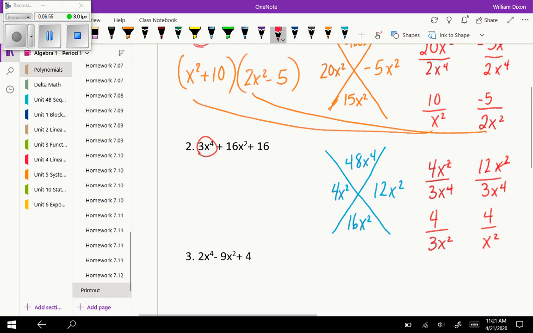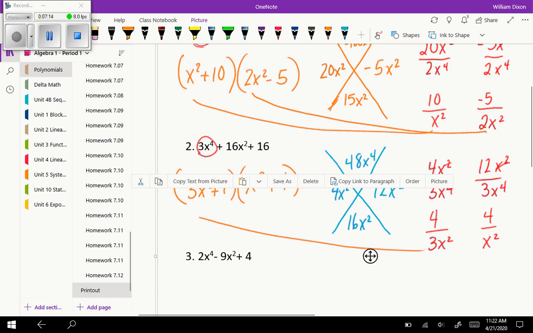All right, now I can set up my binomials. So I'm going to have 3x squared plus 4. And then my second one, I'm going to have x squared plus 4. All right, let's take a look at number 3.